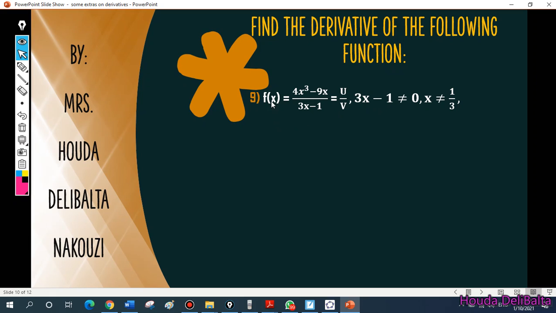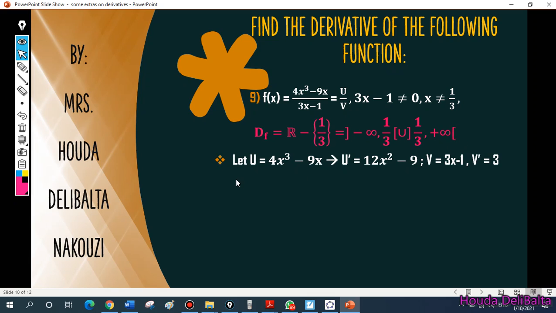In this example, f of x is equal to 4x cubed minus 9x over 3x minus 1, which is in the form of u over v. Now the denominator is 3x minus 1, so the condition is on the denominator that it should not be 0. Then x should not be 1 over 3. Thus the domain of definition of f is R minus {1 over 3}, which is represented as follows in interval form: from minus infinity to 1 over 3 open, union from 1 over 3 to plus infinity.